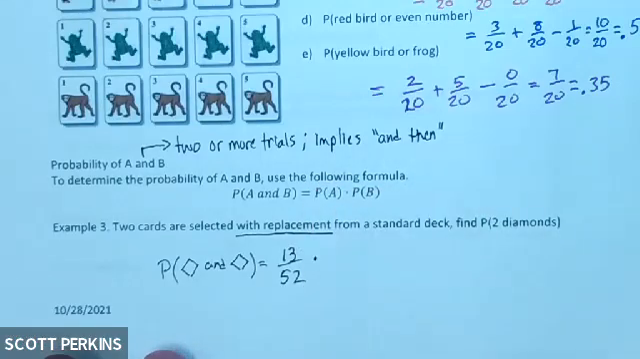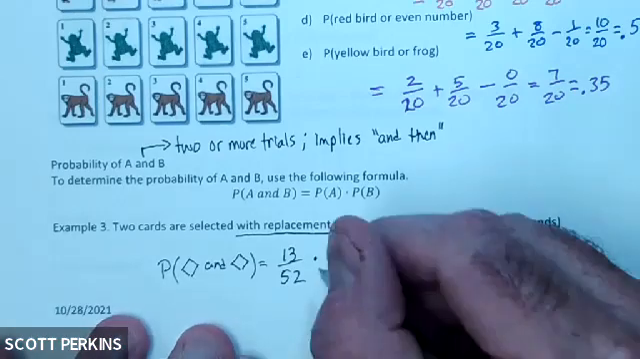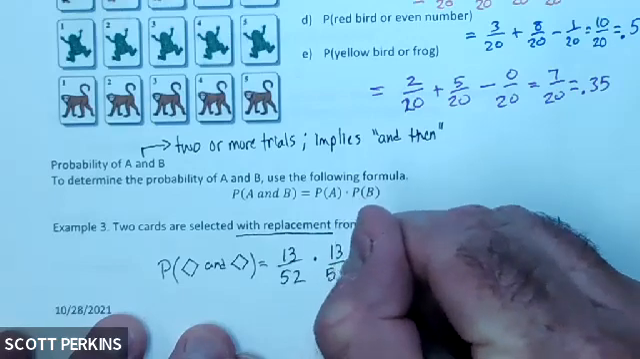Times. I'm doing this with replacement. So I look at that first card. It's a diamond. Yeehaw! I put it back in the deck. I shuffle it again, and now I'm going to pick again. What's the probability that the second one is a diamond? Same thing, 13 out of 52. Love it.